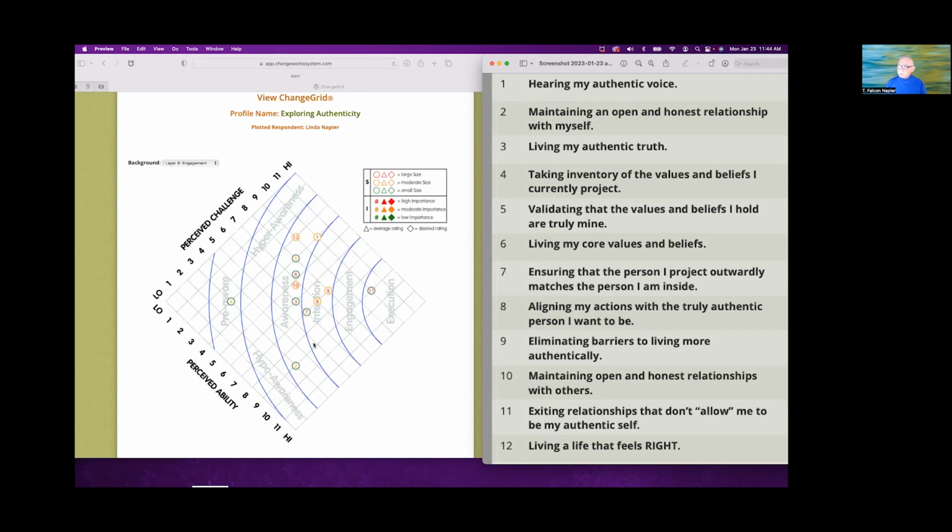Okay, so Linda, that's a little bit of insight into your ChangeGrid. So there you go. Anyone have some final comments or questions about Linda's ChangeGrid? I've got a question. Yes. With regards to 1 and 12, is it accurate to say that those are aspects that might be influenced by externalities outside of Linda herself?